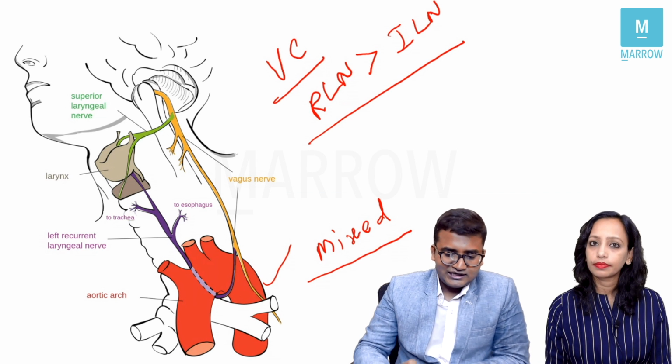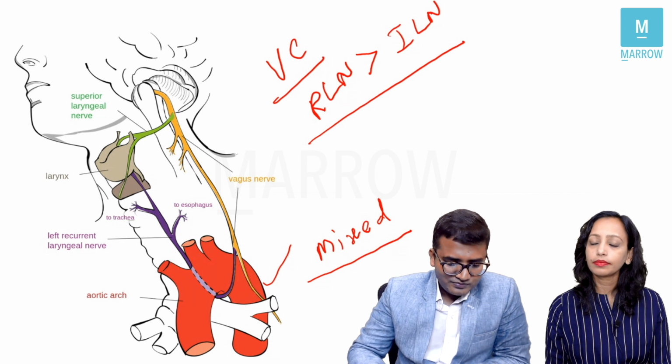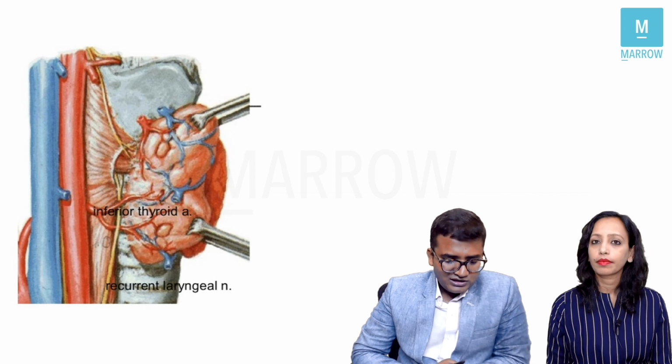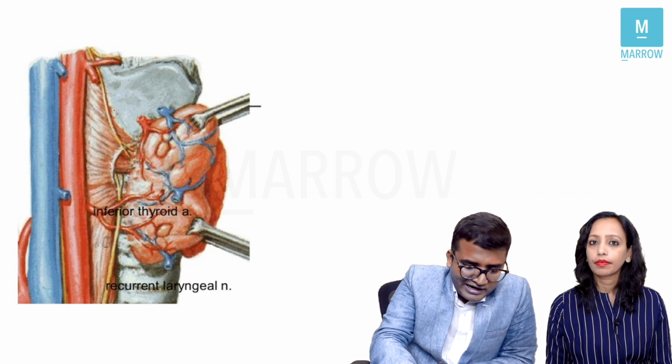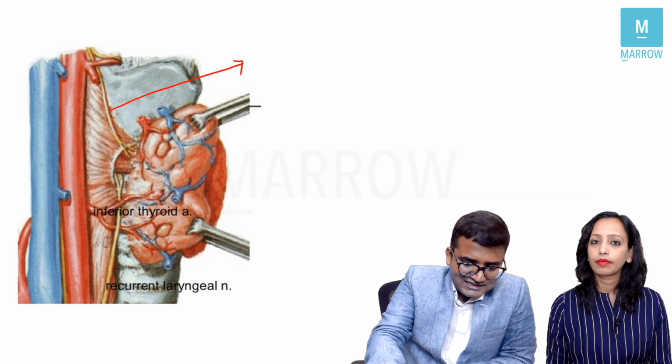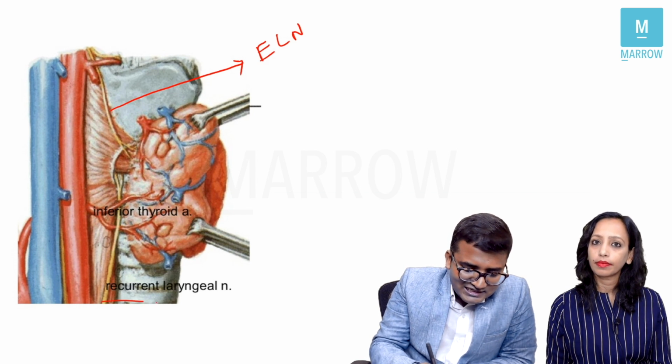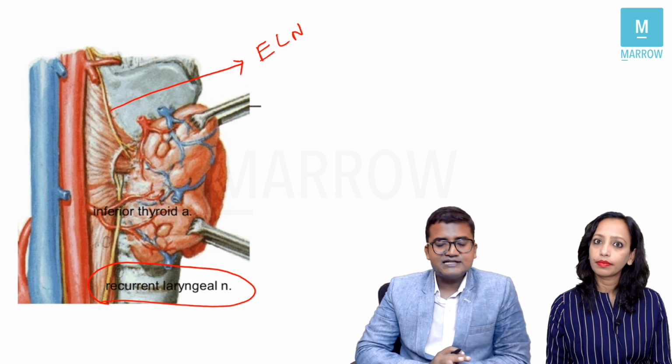Is that clear? Right. Now see this diagram. These are the nerves related to the thyroid gland. Can you identify the nerve here? Yes, that is our external laryngeal nerve. Now can you see the nerve here? Yes, it is marked already there. That is the recurrent laryngeal nerve.